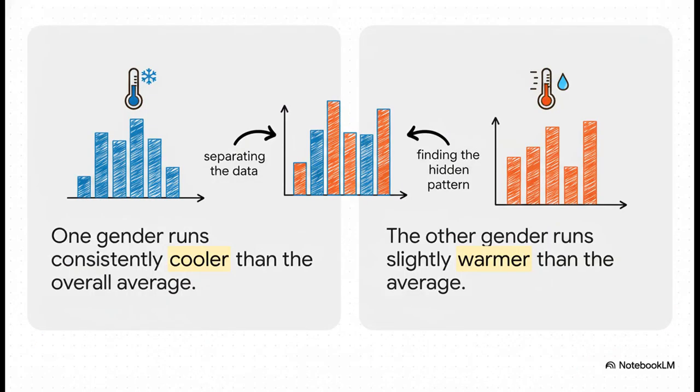But this is what happens when we ask why. See, when researchers decided to just separate the data by gender, a totally hidden pattern just jumped right off the page. One group consistently runs a little cooler than the other. So that first picture wasn't wrong, it was just incomplete. The real, more interesting story was there the whole time, just waiting for somebody to ask the right question.